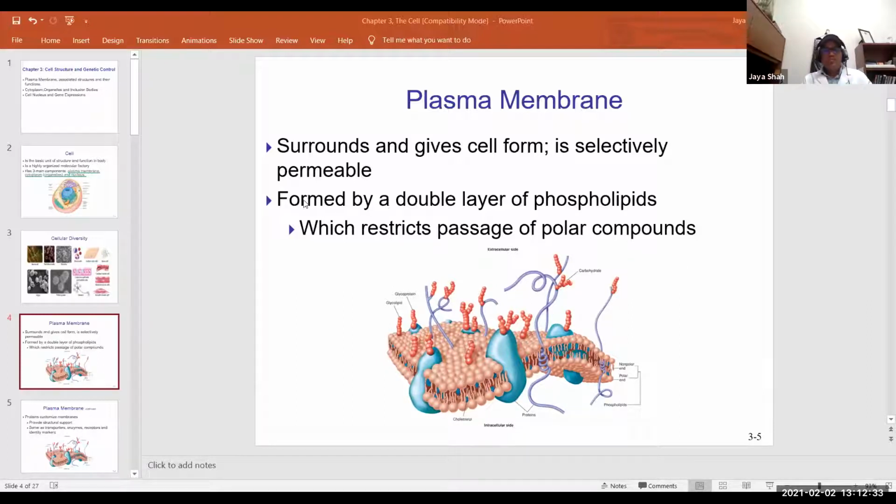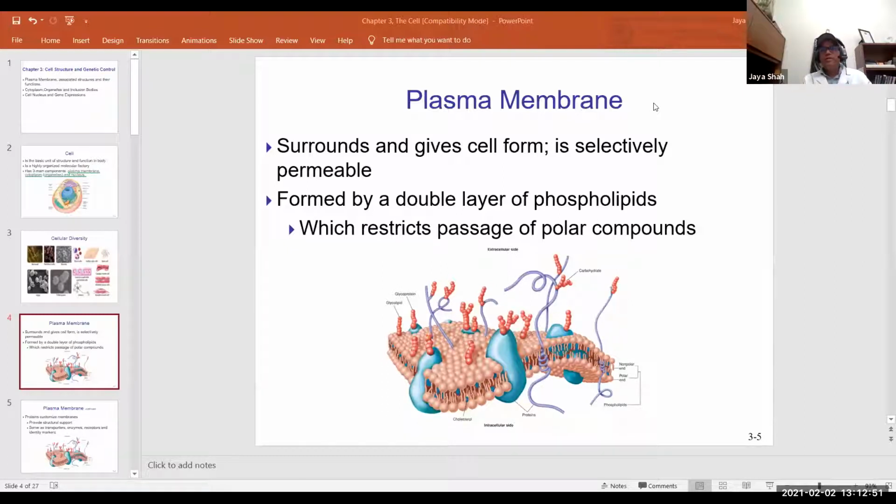Let's see the structure of the plasma membrane. It is made up of a double layer of phospholipid. You see the double layer of phospholipid. So here is the phospholipid. If you break it down, you see a lollipop-like structure. You have two sticks and then you have a lollipop.